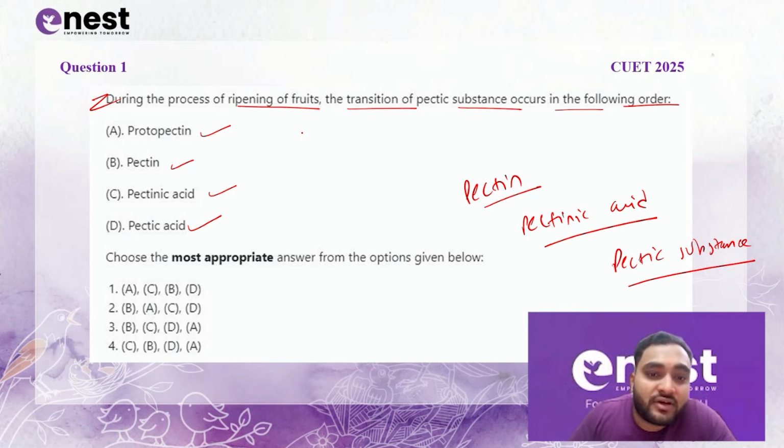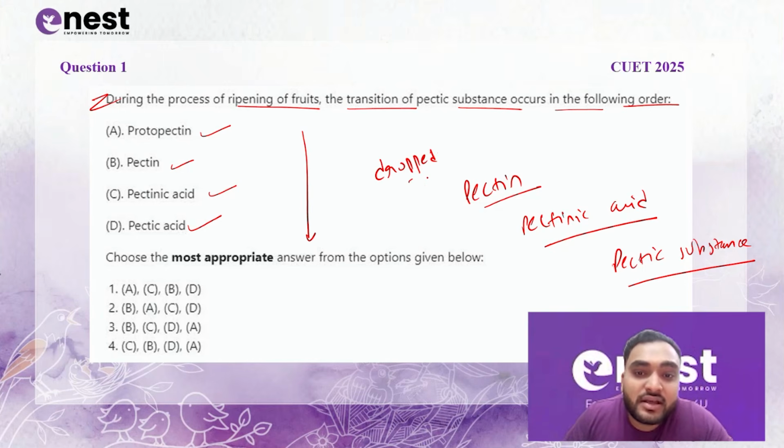So the correct sequence is the one which is given in the exam, A, B, C and D. But we can see that there is no option which matches that. That is why this question was dropped in exam.